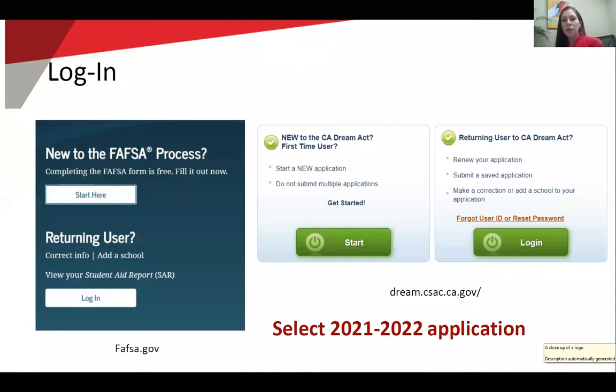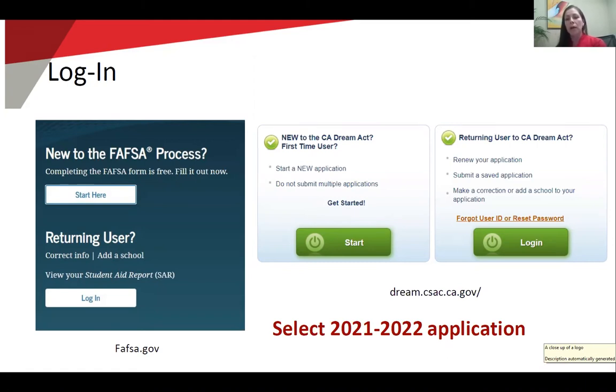I know how difficult it is to sometimes find these numbers on the application, so I am providing this information, and I'll put it in the chat or in the questions and answers as well. For your CADAA application, you will log in using your user ID and password. If you can't remember your user ID or password, you select Forget User ID or Reset Password.